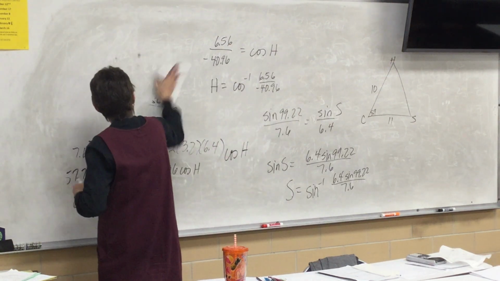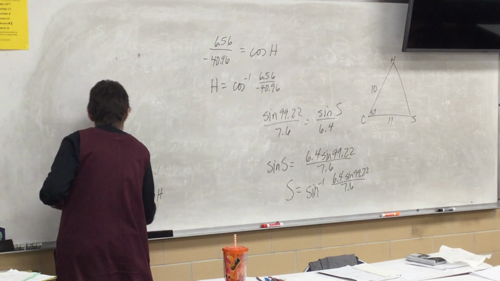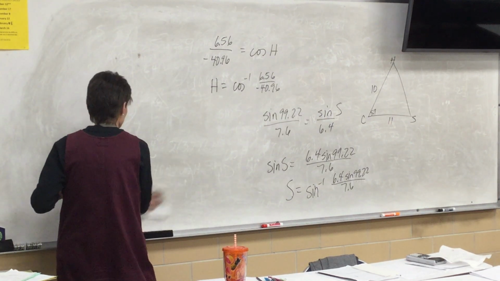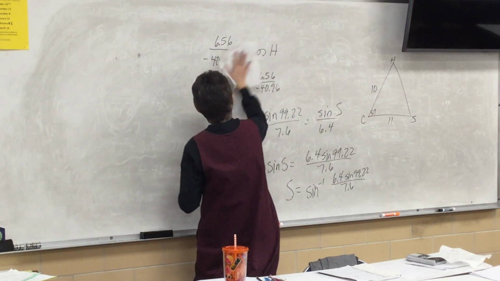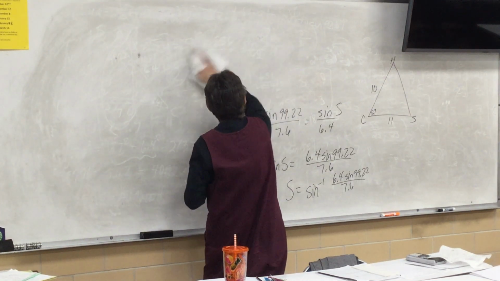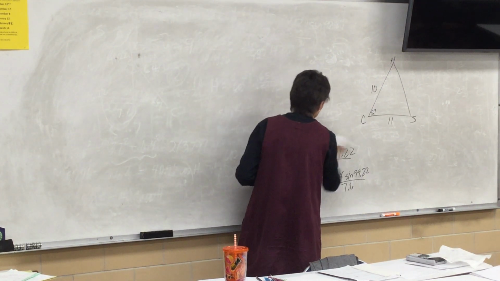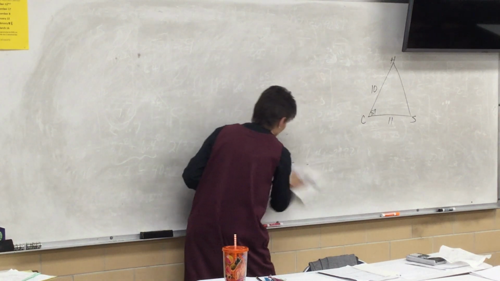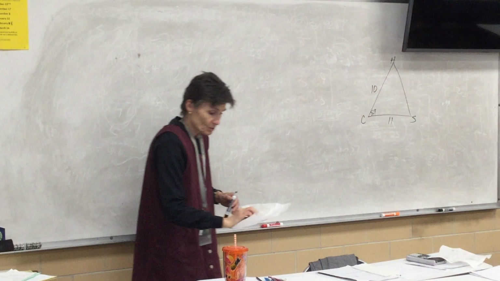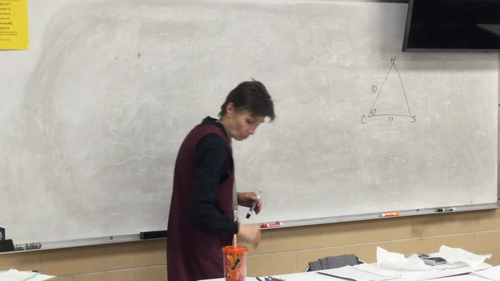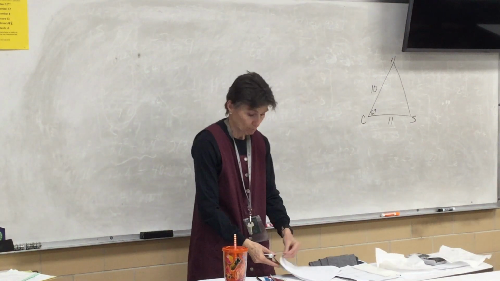Now, on your quiz day, the problems aren't going to be separated. They're just going to say, solve this triangle. So you're going to need to be able to look at the triangle and decide if you're going to use law of sines or cosines. It'll be one or the other. So looking at this one, which do you think it is? Is this going to be a law of sines problem or a law of cosines problem?